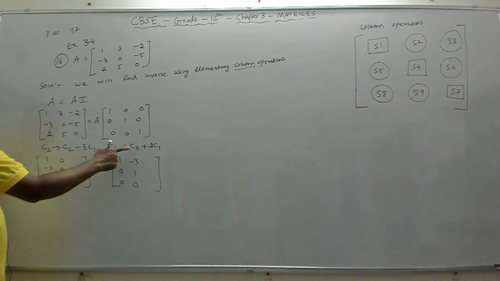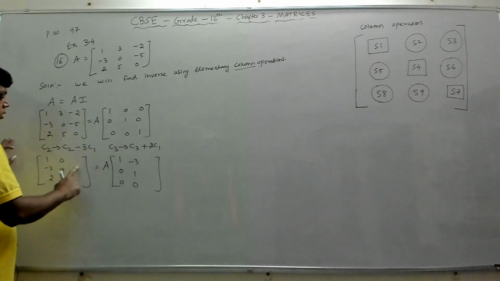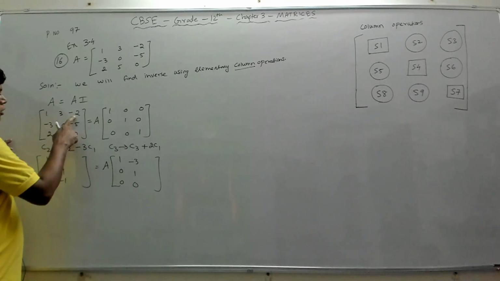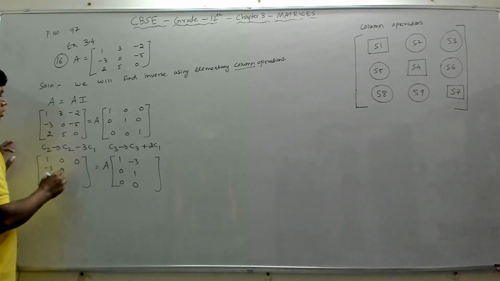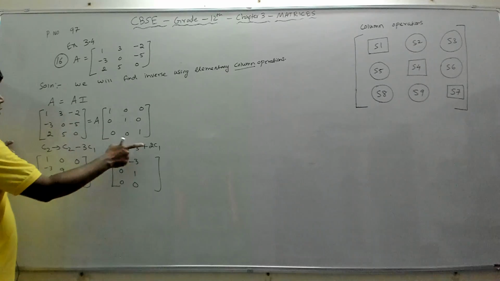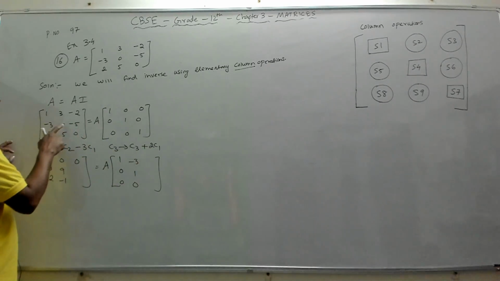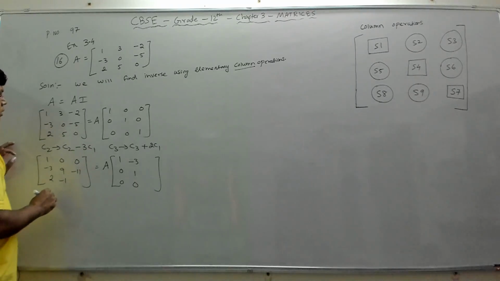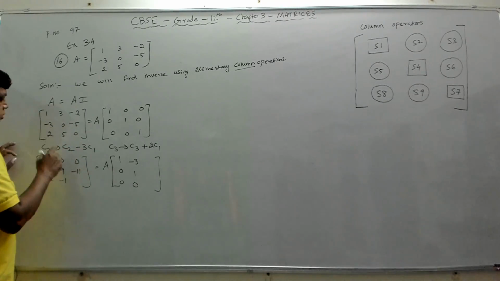Now let's go to C3. C3 is this one. So C3 minus 2 plus 2 times C1 is 0. Then minus 5 plus 2 times C1, which is minus 3, is minus 11. Then 0 plus 2 times C1 is 4.